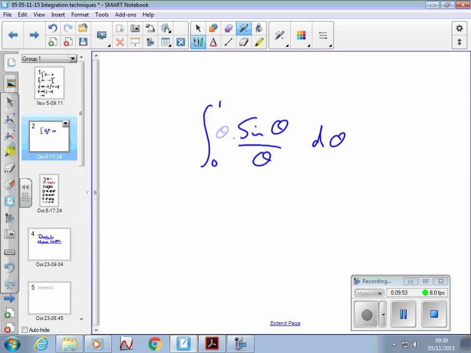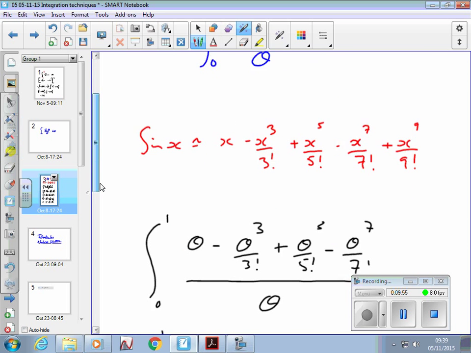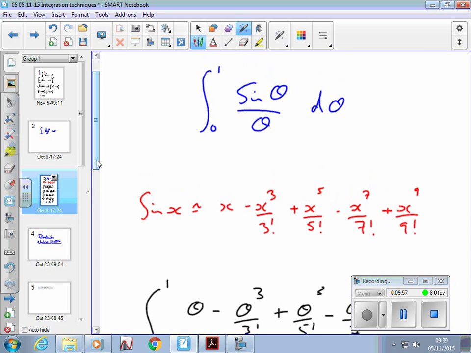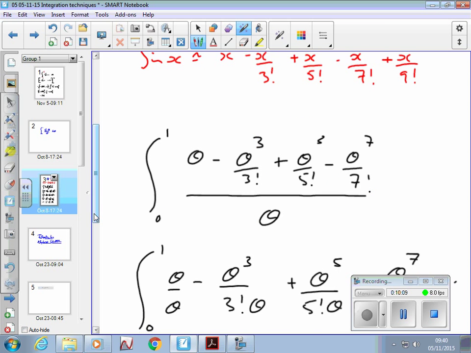Think about our power series. Yes, that's right. Here's the power series. So instead of dividing by theta, it was multiplying by theta. I could do exactly the same thing, couldn't I? I just multiply each term by theta. So this would become theta squared minus theta to the 4 over 3 factorial, and so on. I could use exactly the same idea. And if it was a different function, remember we can write most functions as power series. So this is a very common technique in integration.